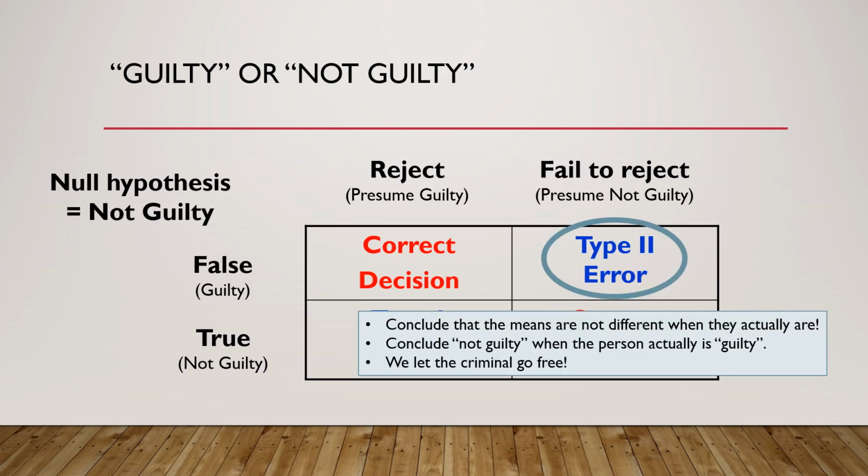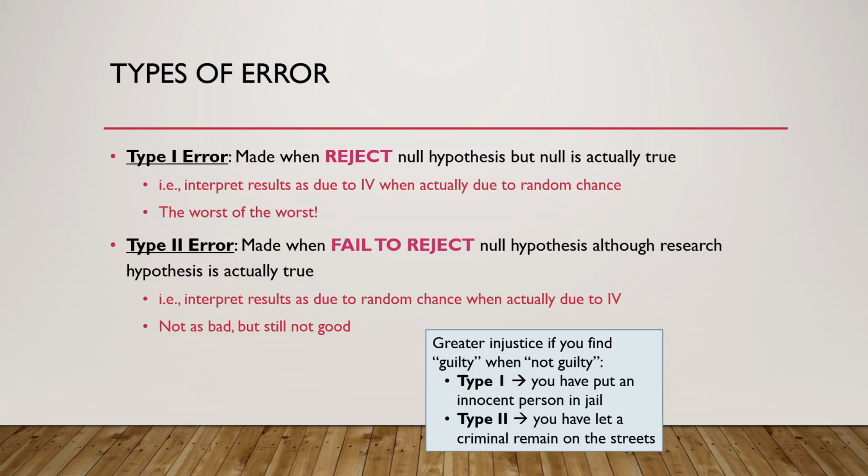This is when we conclude that the means are not different when they actually are. So we conclude not guilty when the person actually is guilty, and we let the criminal go free. This is an issue and an incorrect decision because we're failing to reject the null hypothesis even though there actually is an effect. The research hypothesis is true in the real world. So we are interpreting the results as due to random chance when actually it was our independent variable that was having the effect, but now we're not reporting it. We're saying the IV doesn't affect it, but it does.